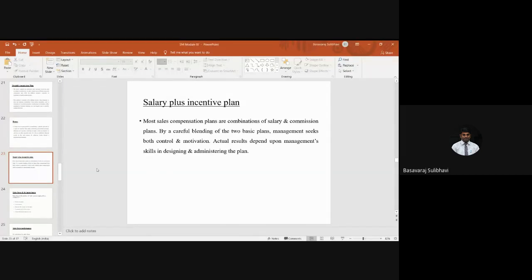Now see, we have the salary plus incentive plan. Most sales compensation plans are a combination of salary and a commission plan. As I told you, it may be a combination of some amount in the form of monetary benefit, or maybe some non-monetary benefits or pay that those people are going to get. So it is a combination. We are going to blend all the incentives, bonus, perks, benefits, money.